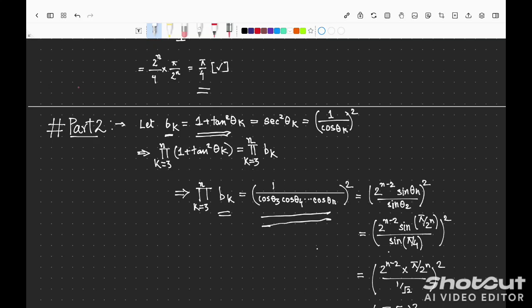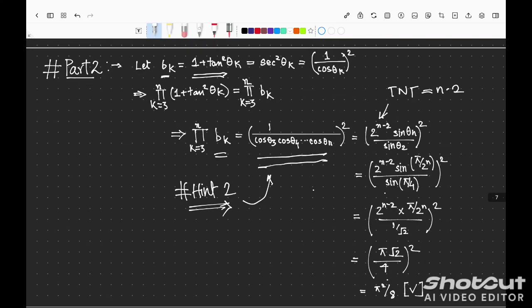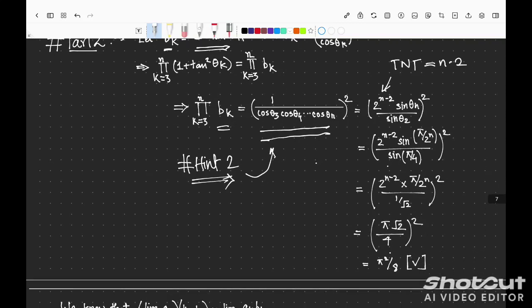Now I just mentioned the hint, hint number 2. You may check out hint number 2 if you haven't seen it. In hint number 2, I have already mentioned the derivation for the following part, right? According to the derivation, the total number of terms here is equal to n minus 2, and hence the power of 2 will become n minus 2 and not n in this problem. So on simplifying this further, we get the value of the product of b_k as pi squared by 8.